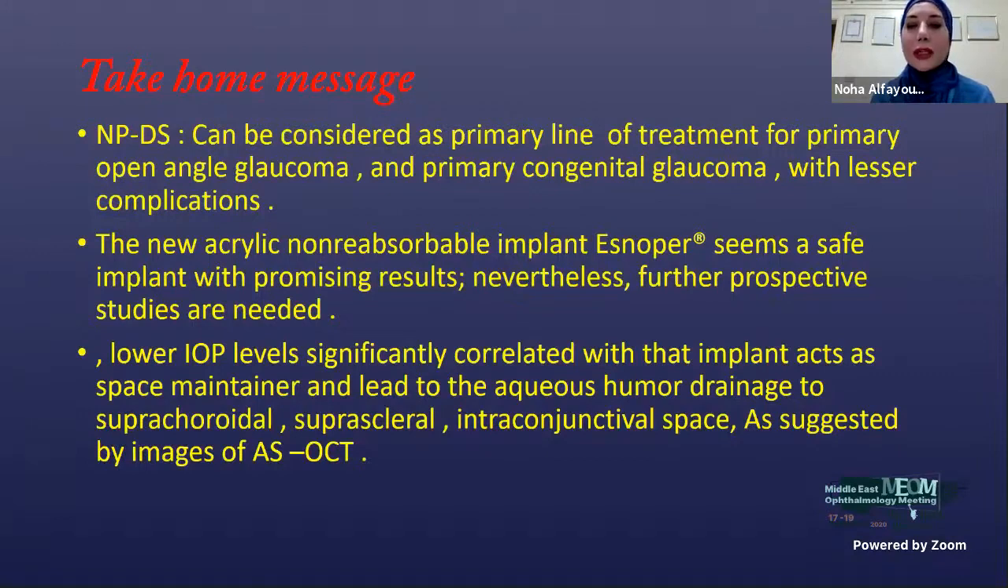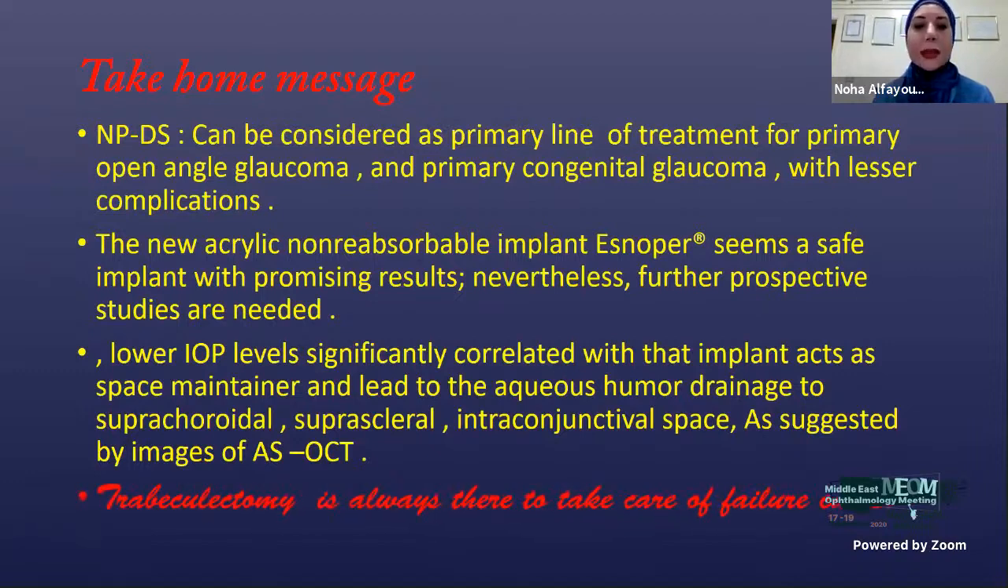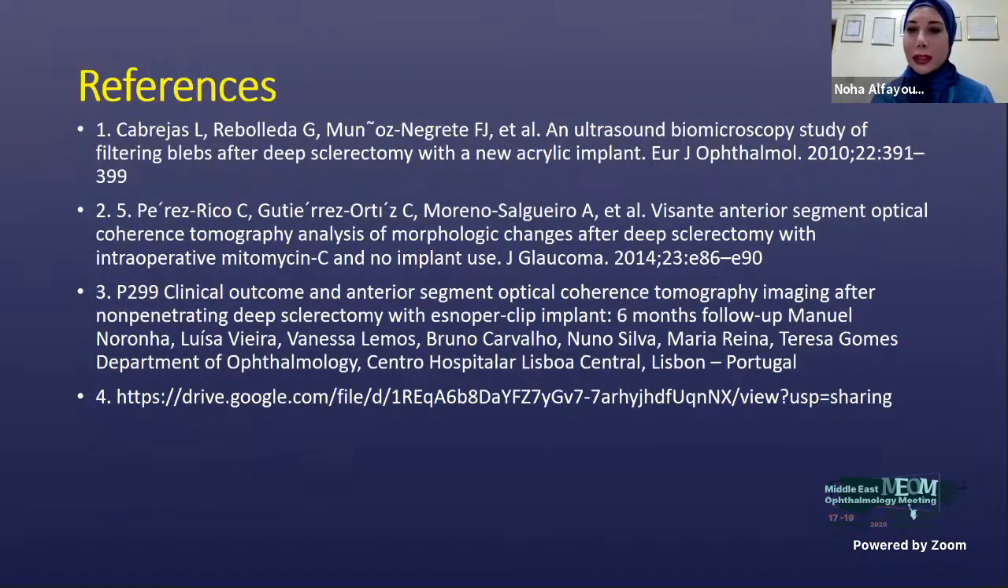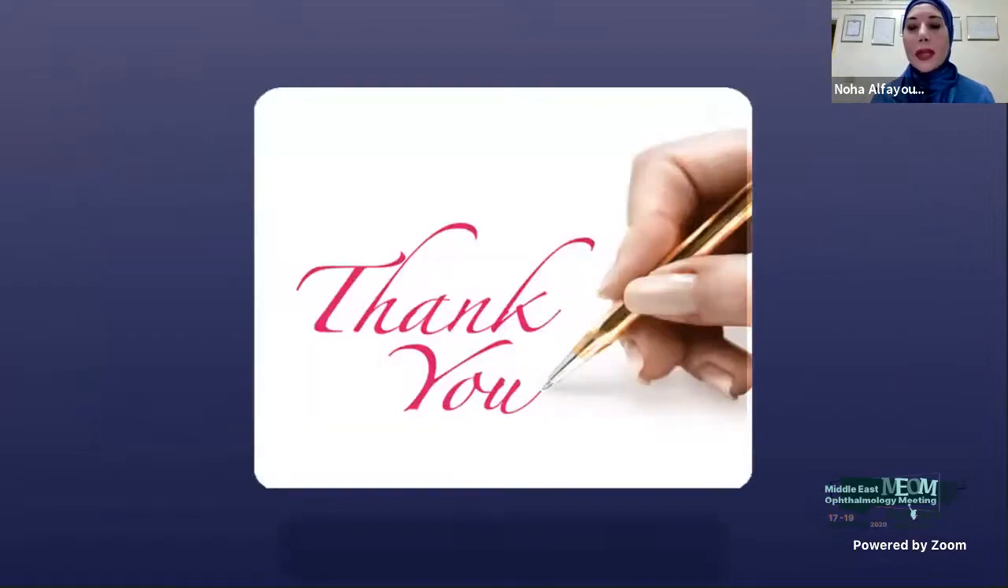Lower IOP levels were significantly correlated with that implant as a space maintainer, leading to aqueous humor drainage to the suprachoroidal, suprascleral, and intraconjunctival space, as suggested by images of anterior segment OCT. And don't forget that trabeculectomy is always there to take care of the failure cases. These are my references. Thank you for having me, with all love from Damascus.